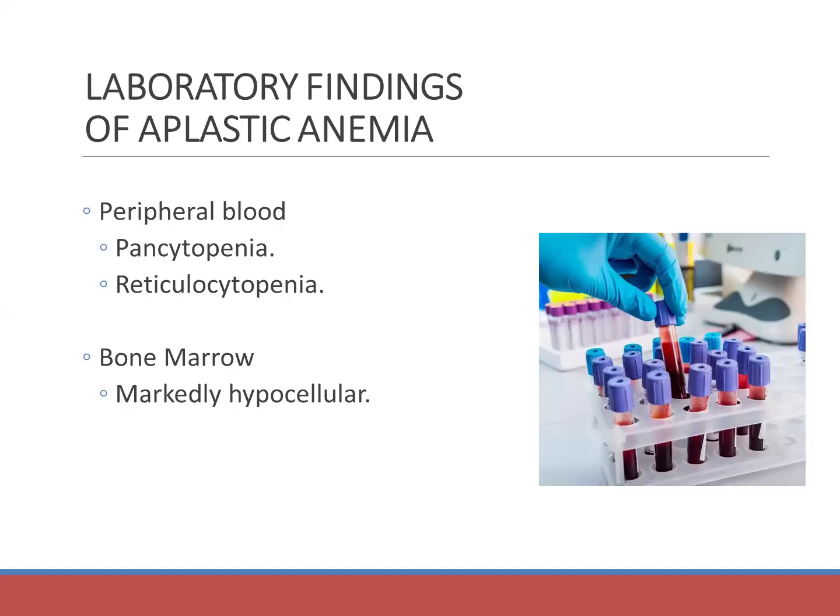Aplastic, as the name indicates, means there will be absence of all groups of the blood cells: RBC, WBC, as well as the platelets, all are reduced. There is pancytopenia, there is reticulocytopenia. In the normal condition, when there is anemia, the body compensates by producing more and more reticulocytes. However, in this case, as the bone marrow itself is suppressed, reticulocytosis cannot occur and the count of reticulocytes in the peripheral circulation is also low. The bone marrow shows a markedly hypocellular picture.